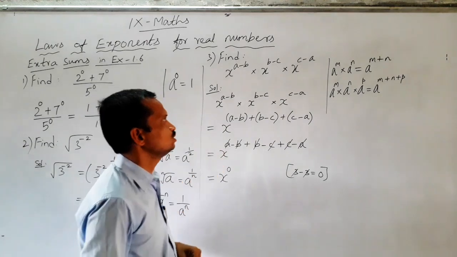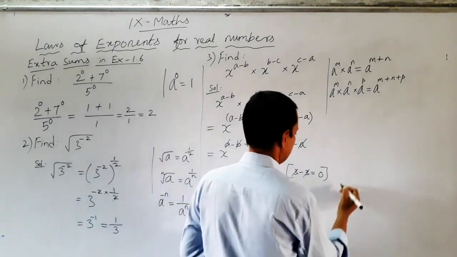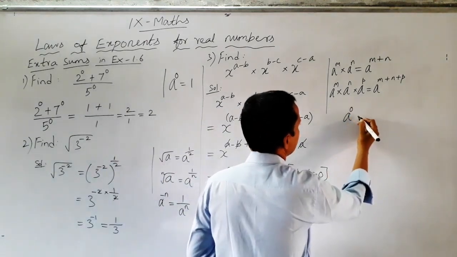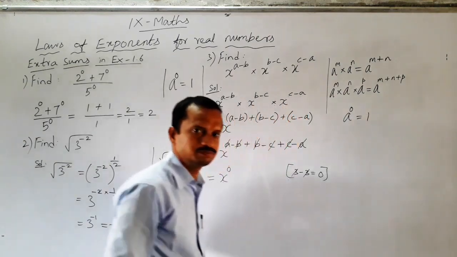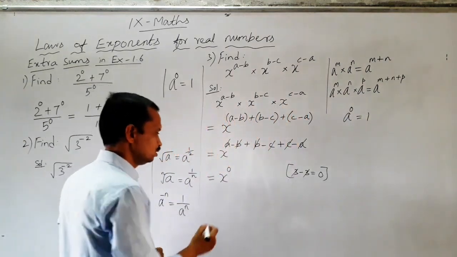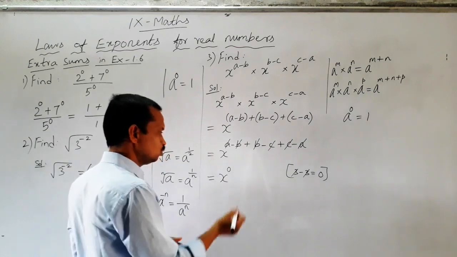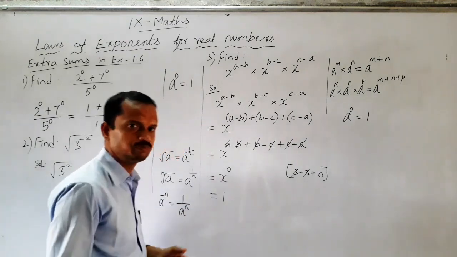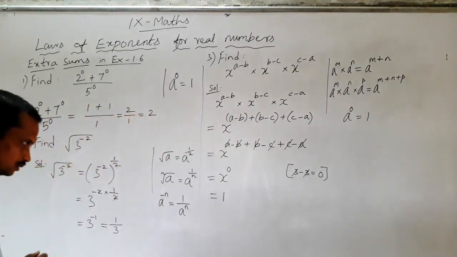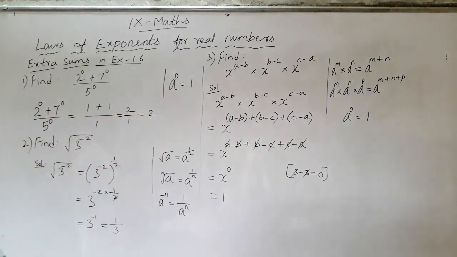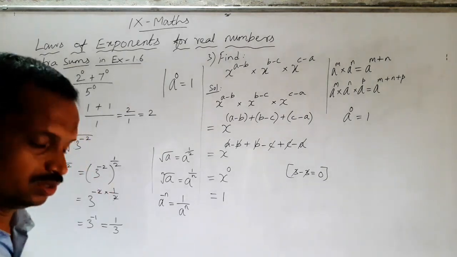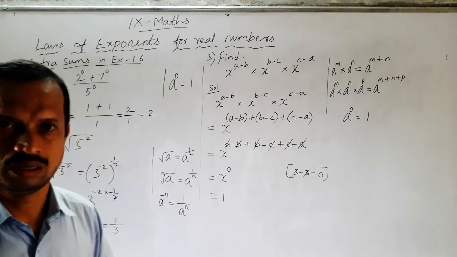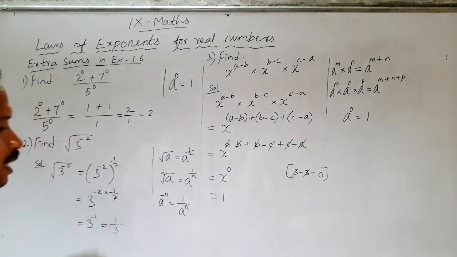So x power 0 means, that we know already, anything power 0 is 1. Any number to the power 0 is 1. So here x is the number whose exponent is 0. So the answer is 1. Simple. So like that we can find the answers for different questions. These are some extra questions, previously asked in the CBSE papers. Okay. So let us make it thorough and take the notes then and there.